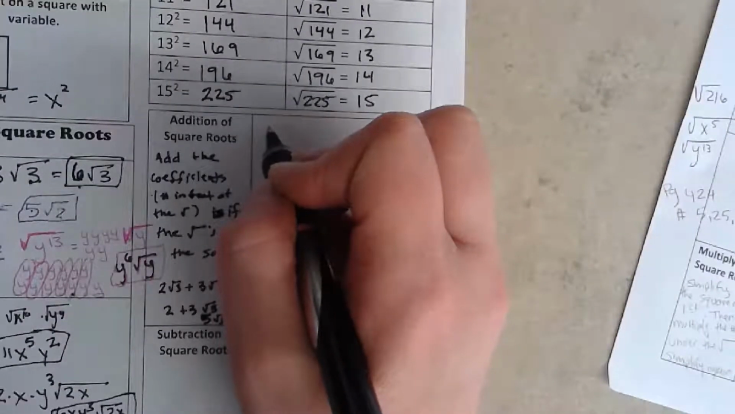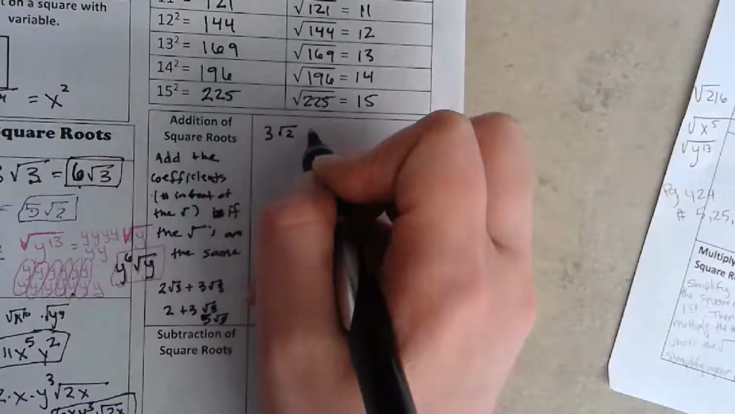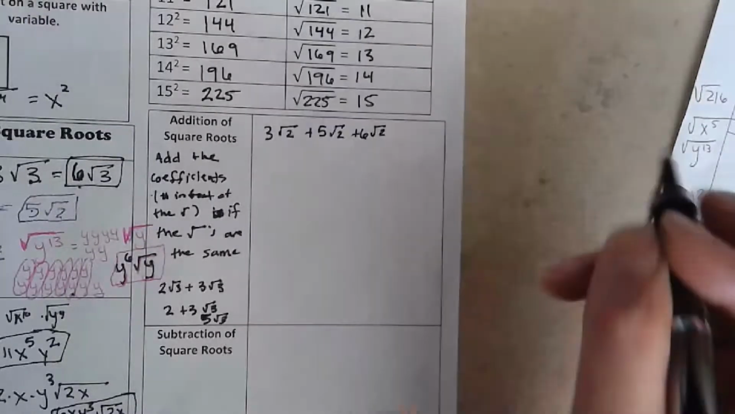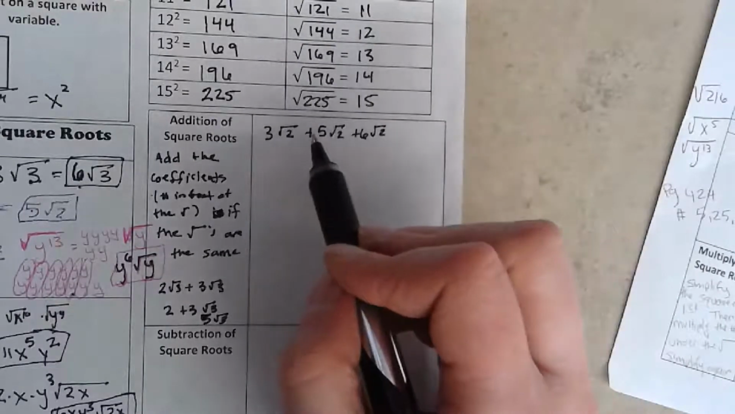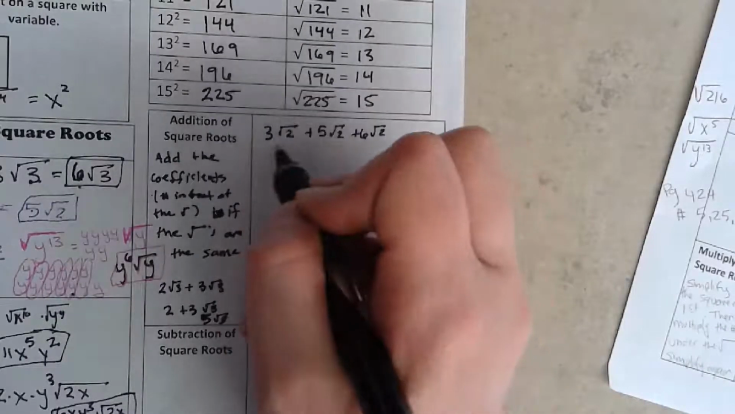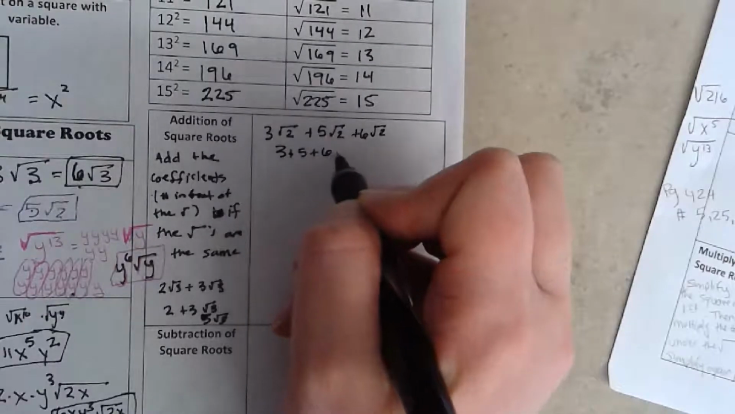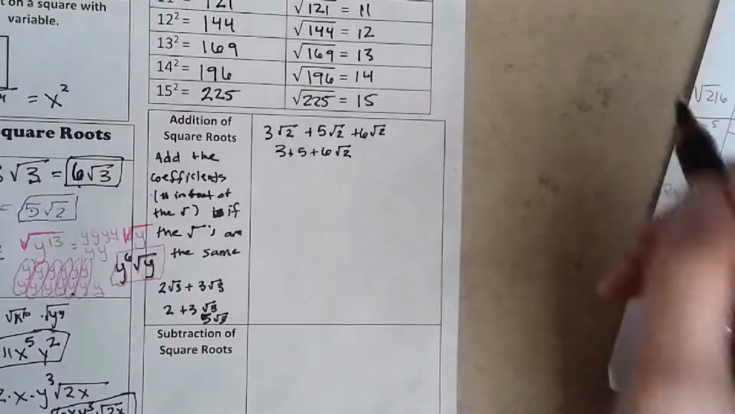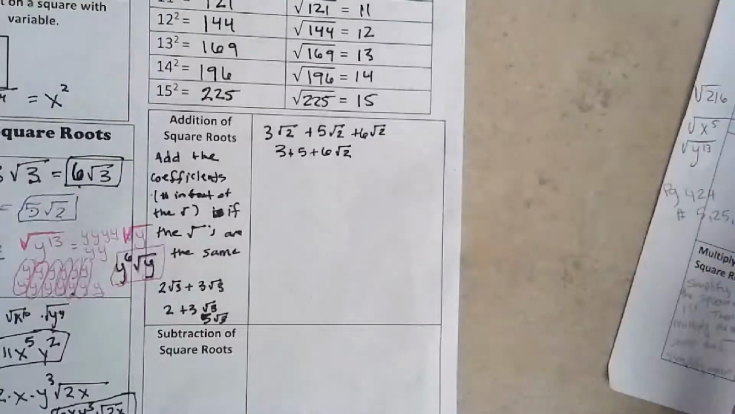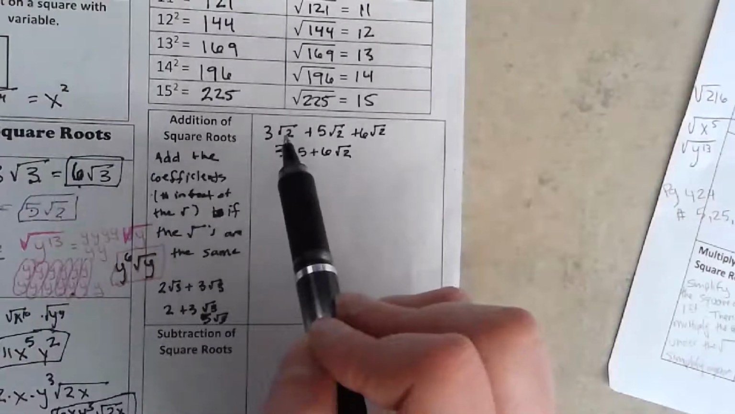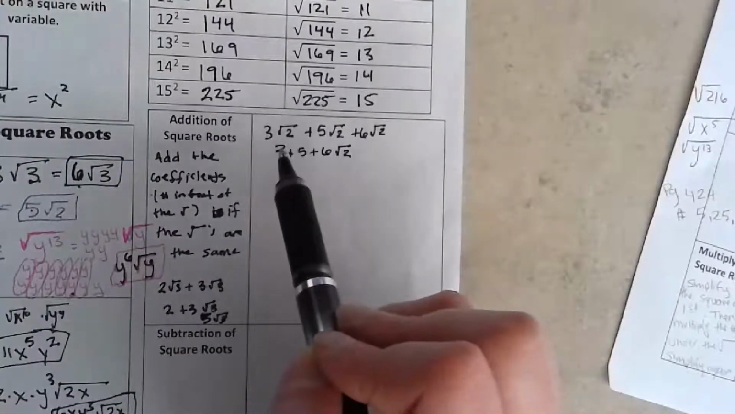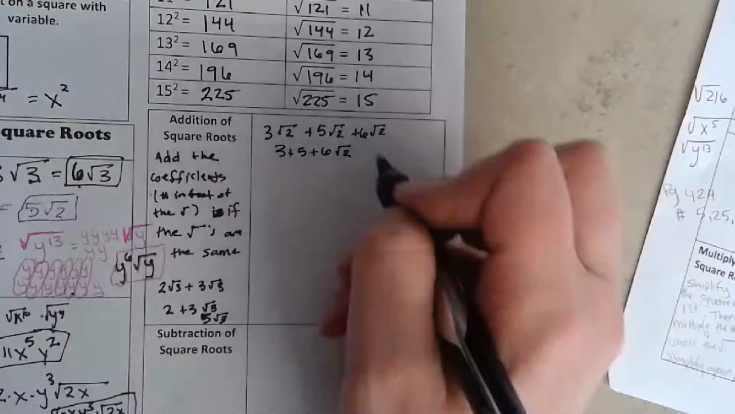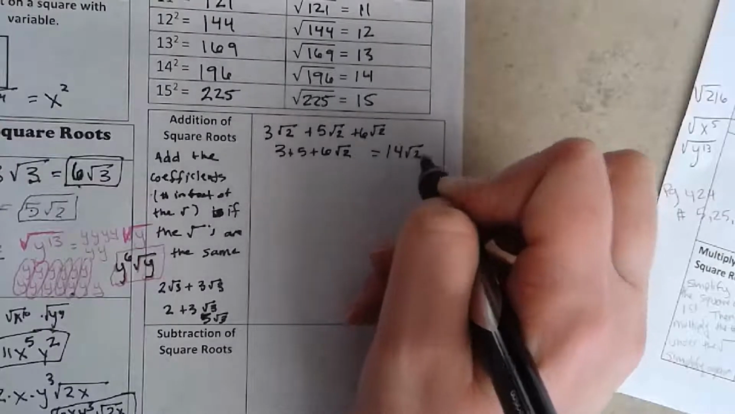So let's do a nice simple example. If I had 3 square root 2 plus 5 square root 2 plus 6 square root 2, and I want to add those, because they're all square root 2's, I'm good to go. That would be 3 plus 5 plus 6 square root 2. That stays the same. It's like saying 2x plus 3x becomes 5x. Because of the addition, my square root 2 does not change. So 3 plus 5 is 8, plus 6 is 14. So my answer is 14 square root 2.